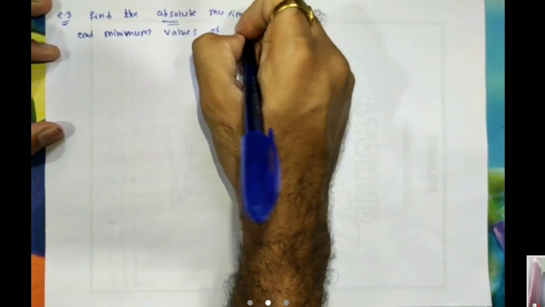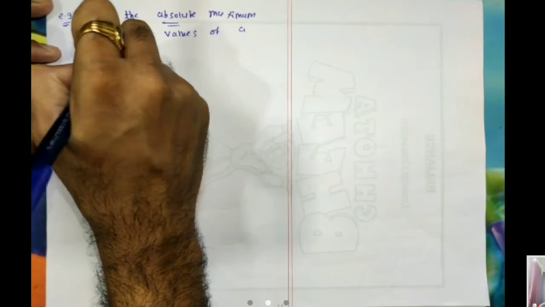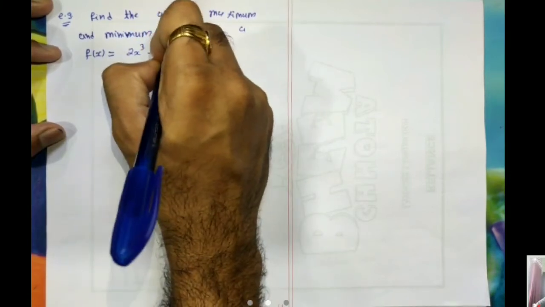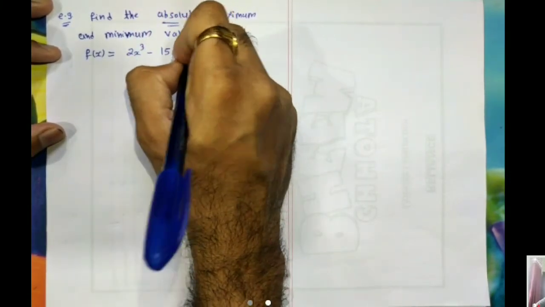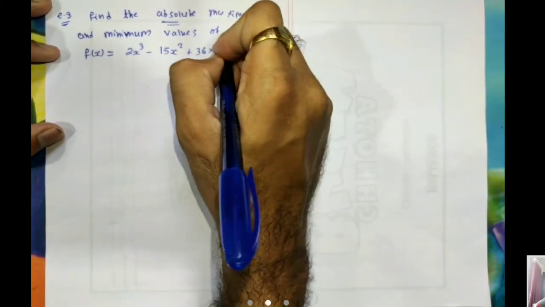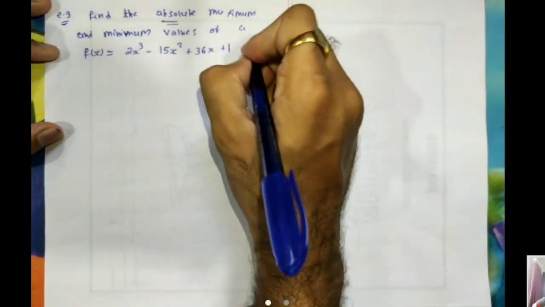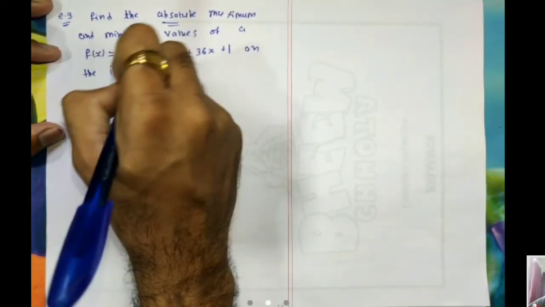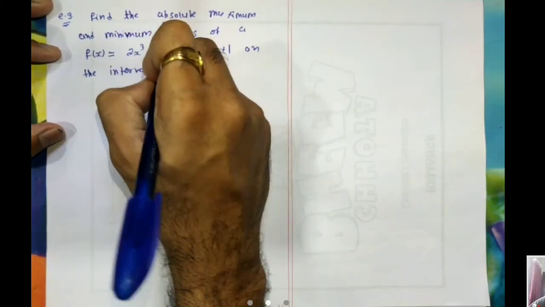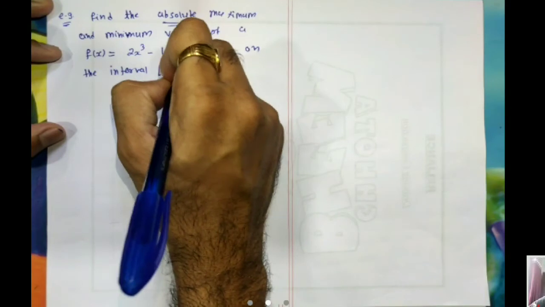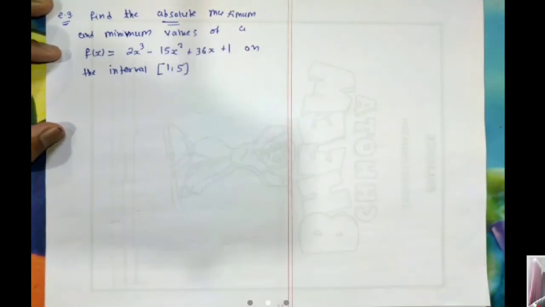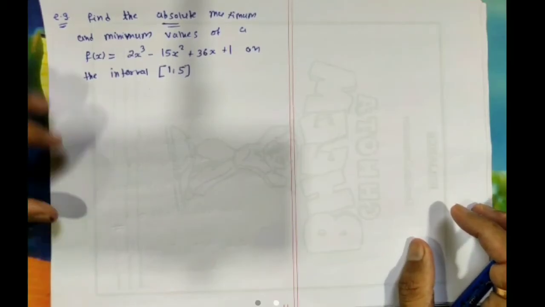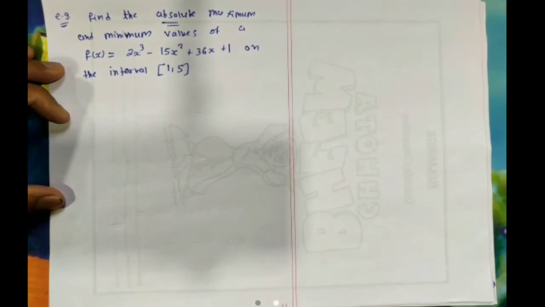values of a function f of x, which is given as 2x cube minus 15x square plus 36x plus 1 on the closed interval 1 to 5. Students, the interval is given. For this interval, you have to find the absolute maximum and absolute minimum value of this function.